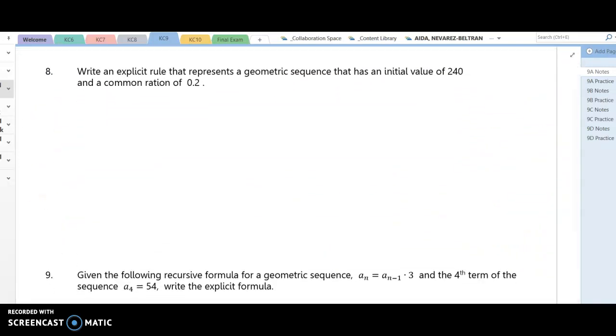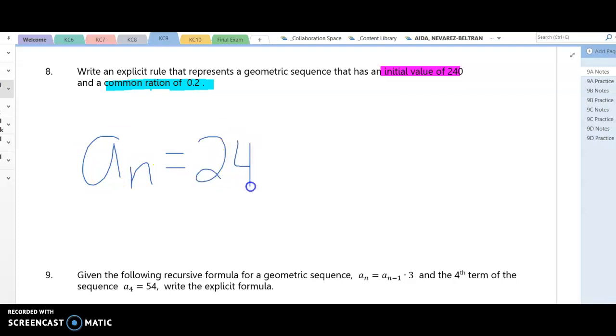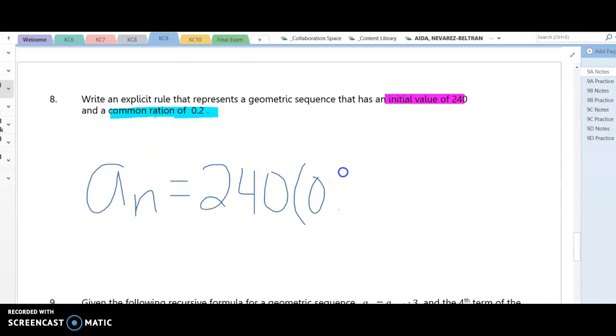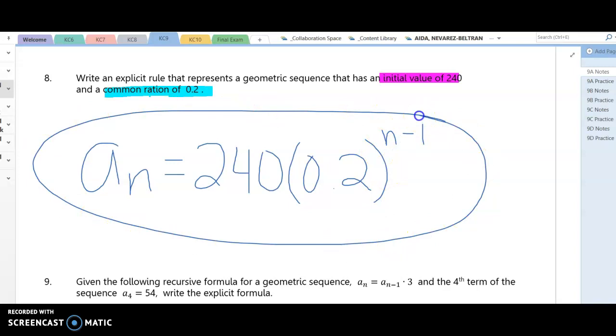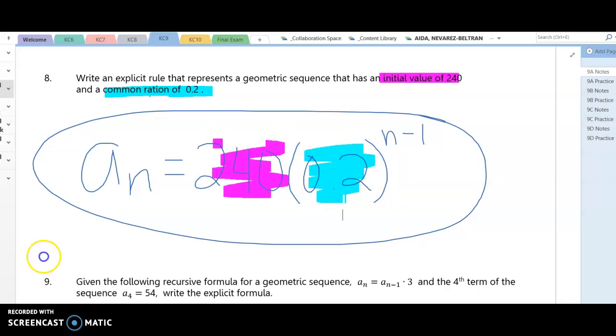One last one, just like this. So with this one, you have an initial value of 240, common ratio of 0.2. Oh, that says ration, it should say ratio. So 240 initial, and then common ratio of 0.2. Your common ratio can be a fraction, that's okay. Right, so you're basically just filling in, your A1 goes here, and your common ratio goes inside the parentheses, right?